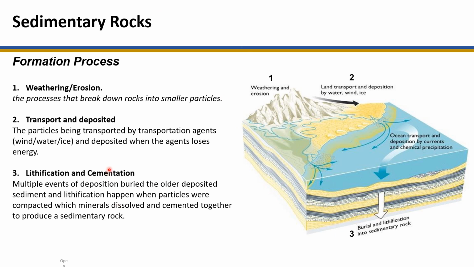And then after they are deposited, after some time, they will be lithified. Lithification will take place, and cementation will also take place. Once the sediment has been deposited, it can be lithified and become sedimentary rock. Lithification is the process of turning loose or unconsolidated sediment into solid rock. This happens when the sediment is compacted and cemented together by minerals dissolved in water. We will explain this later.